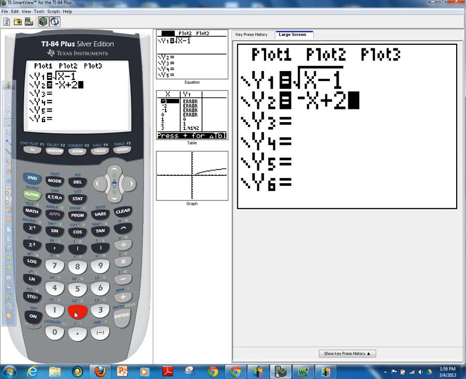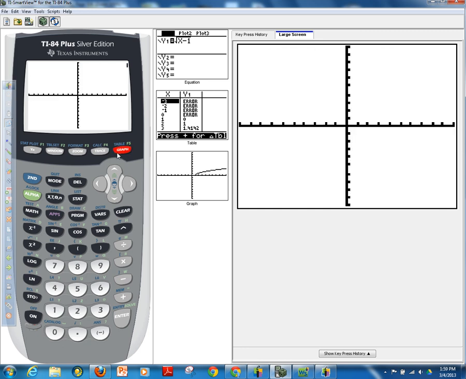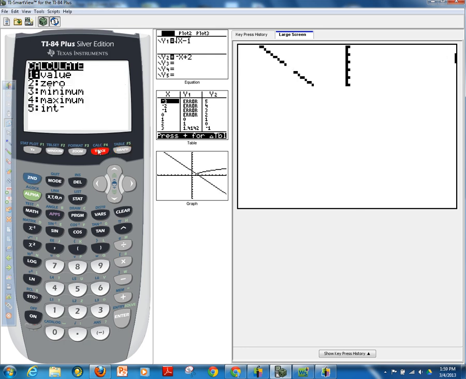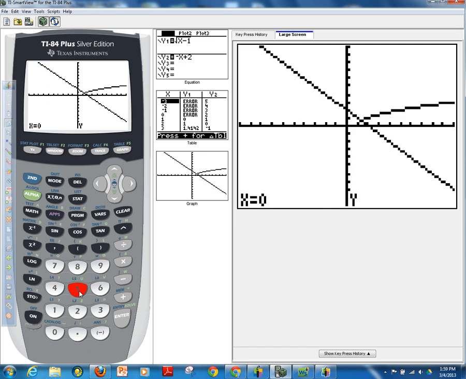No, it'll only give you one answer on the calculator. Okay, so plug that into your graphing calculator. It's important to know how to do this because you can check your answer as well. Just a graph. How do we figure out where those cross? Second trace, number 5 is intersect. Enter 3 times.